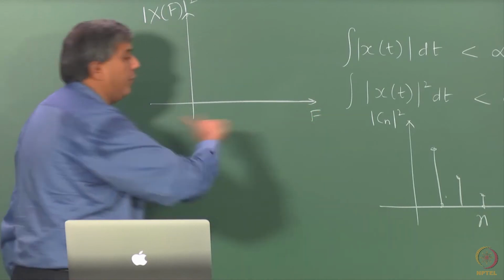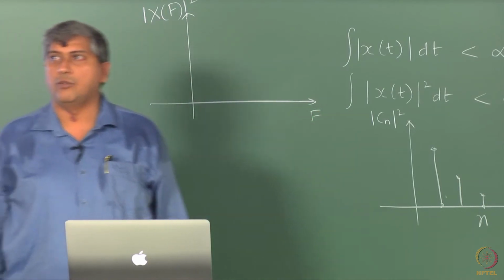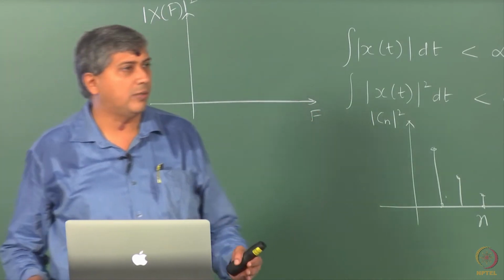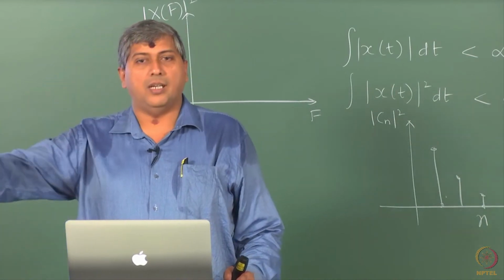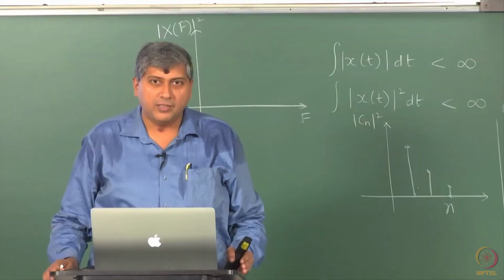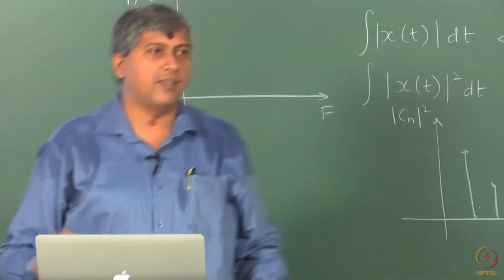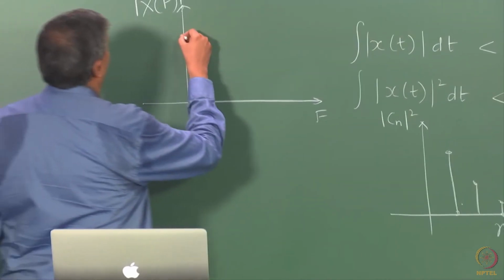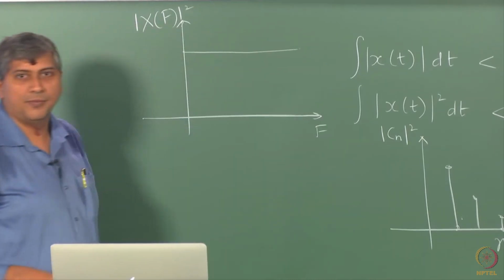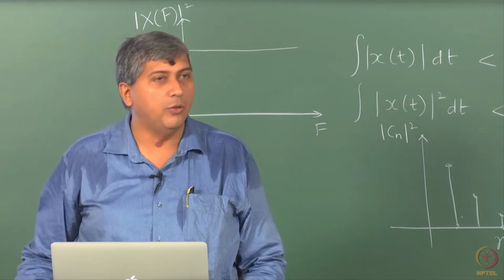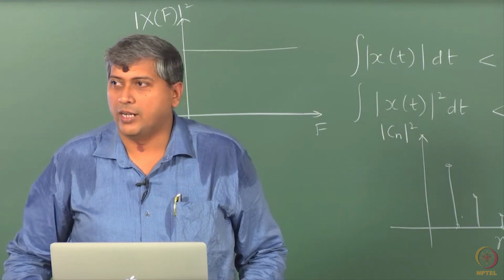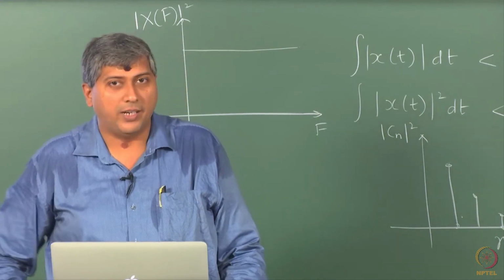Here once again we only plot over the non-negative frequencies because it is symmetric. You can show it symmetric with respect to frequencies. It tells us what the predominant frequencies present in the signal are, right. For example, mod x of f square can look like this, flat. What does it tell us? All frequencies are contributing uniformly to the overall energy. What kind of signals would have that?